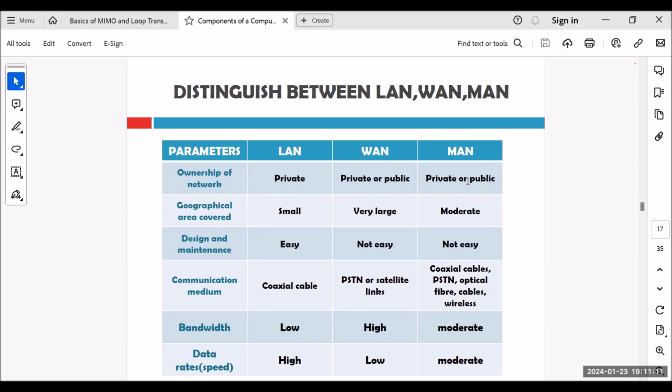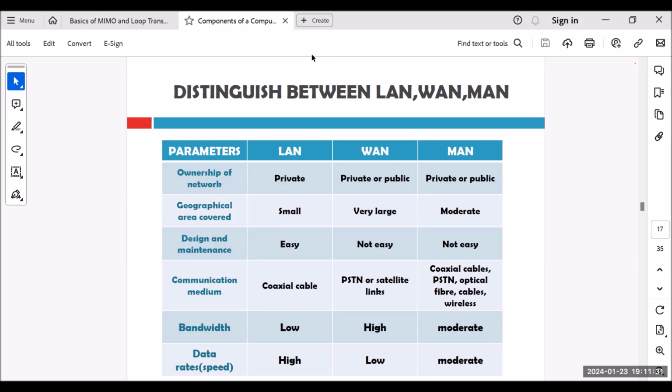Talking about the MAN, it can be private or public. The geographical area is moderate. The design and maintenance is obviously not easy. The communication medium can be coaxial cables, PSTN, optical fibers, cable, wireless systems. The bandwidth is moderate, and the data speed is also moderate.